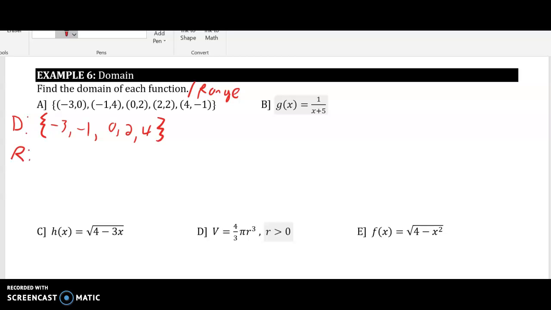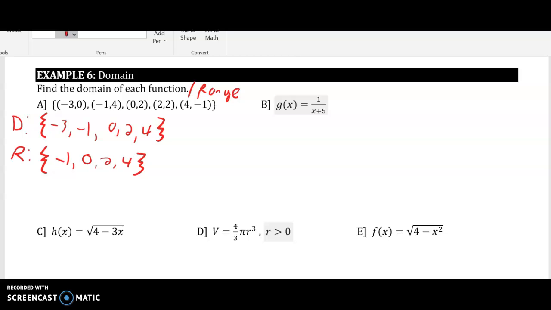And then we're also going to find our range for each of these just to practice. We should know how to find range too. So our range is 0, 4, 2, 2, -1. I'm not going to write 2 twice. I'm only going to write it once. And I'm going to try to write it in increasing order. So -1, 0, 2, 4.